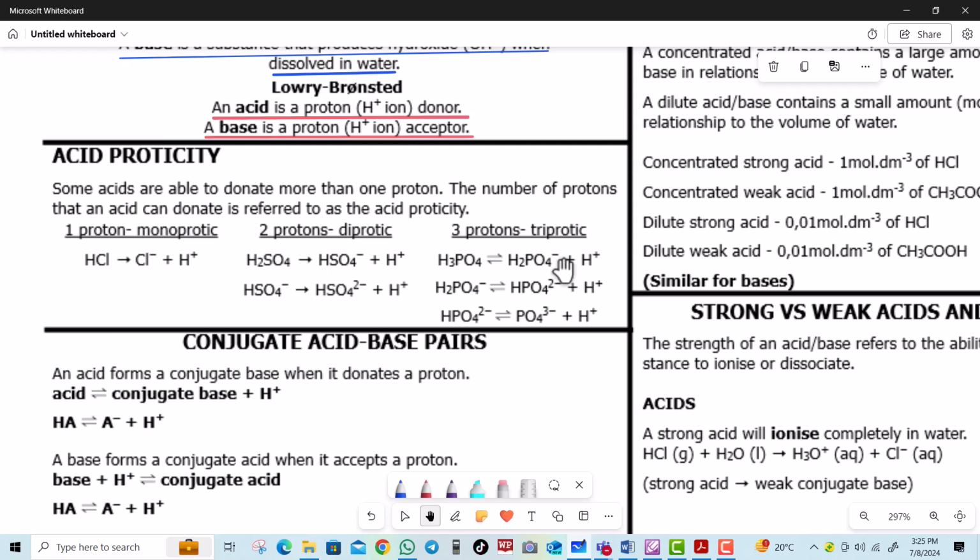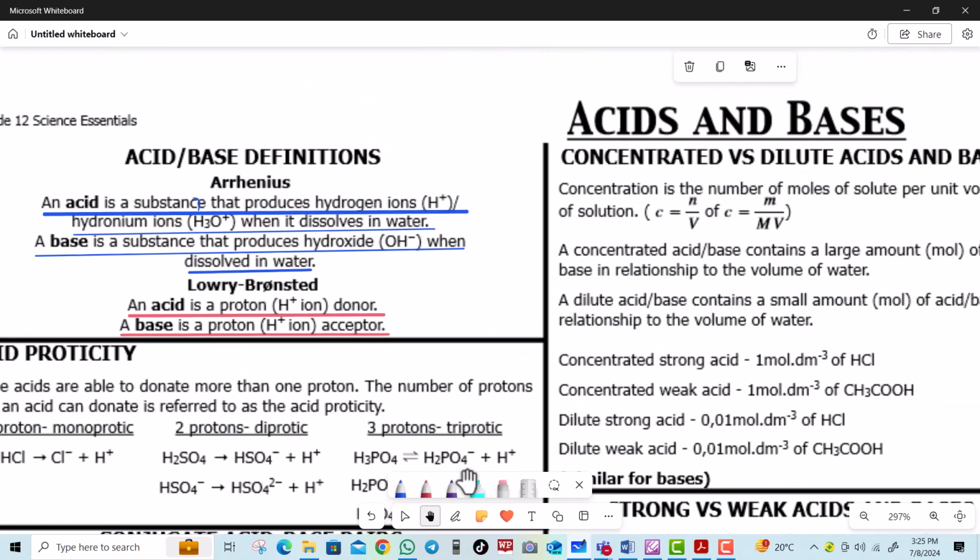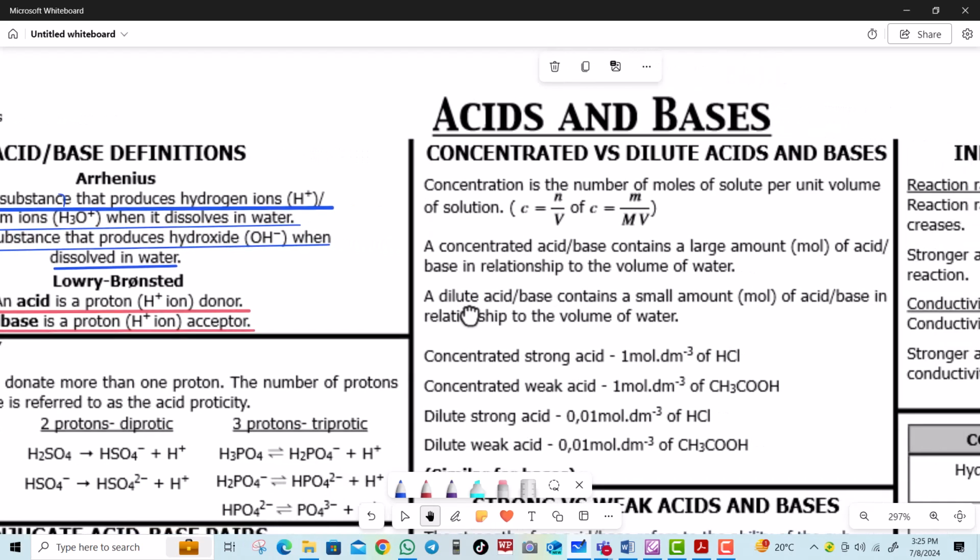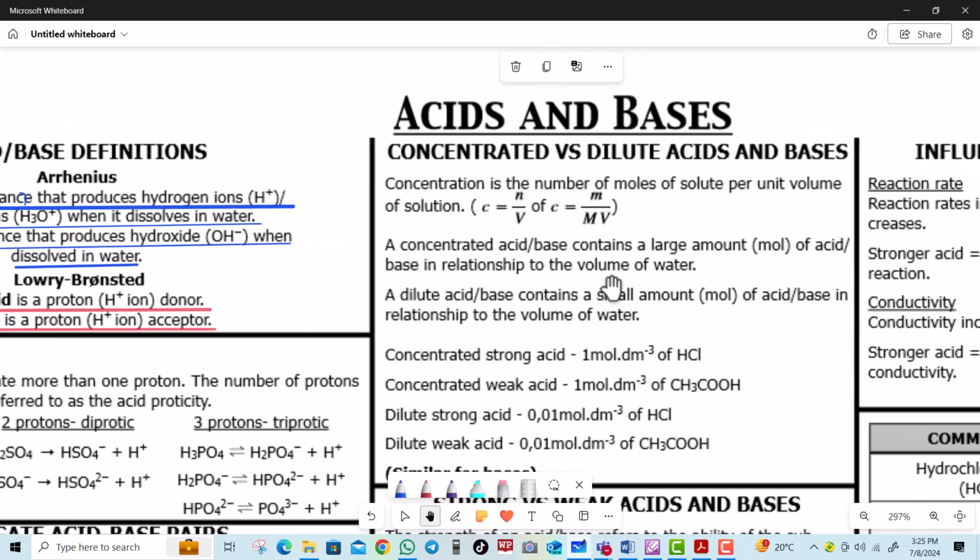Are we together? Yes. Okay, thank you. Then more to that, we have other definitions which I'm going to talk about as well here. We start with concentrated versus dilute acids and bases.